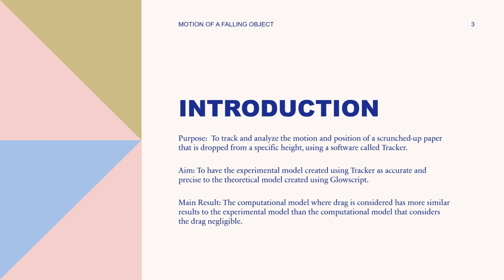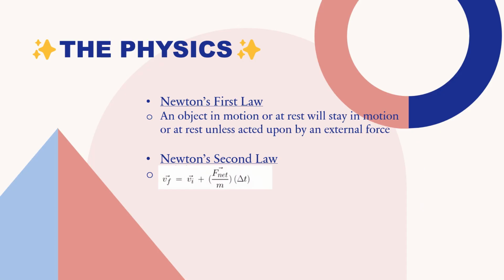The purpose of this lab is to track and analyze the motion and position of a scrunched up paper that is dropped from a specific height using a software called Tracker. Our aim is to have the experimental model created using Tracker as accurate and precise to the theoretical model created using GlowScript. The main result of this lab is that the computational model, where the drag is considered, has more similar results to the experimental model than the computational model that considers the drag negligible.